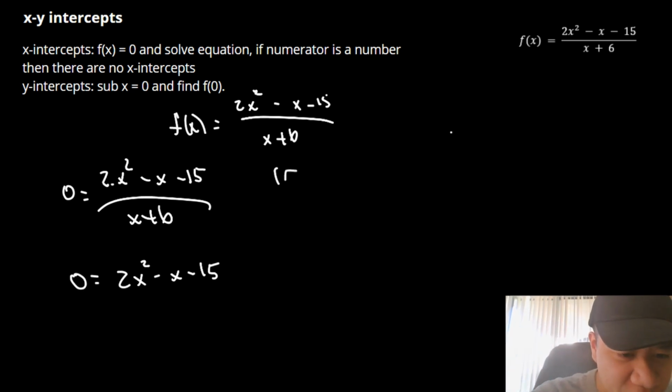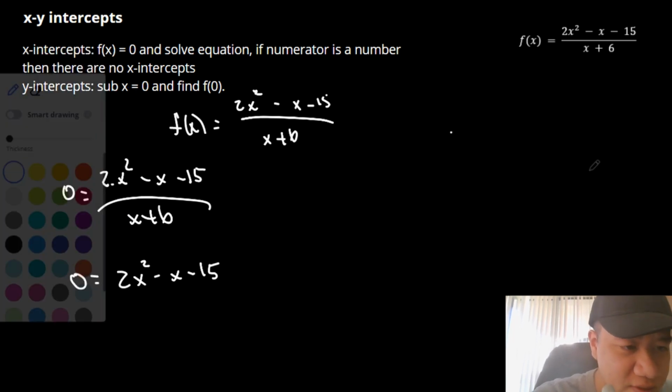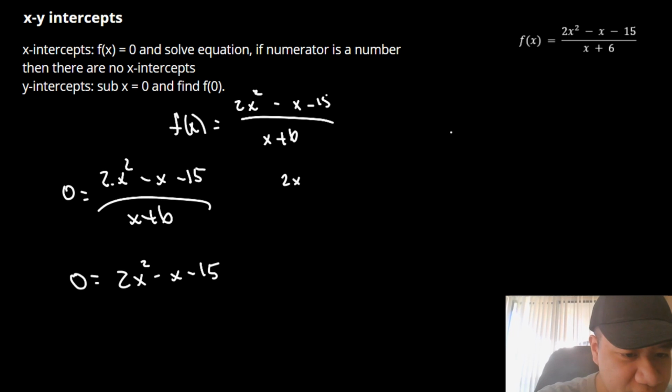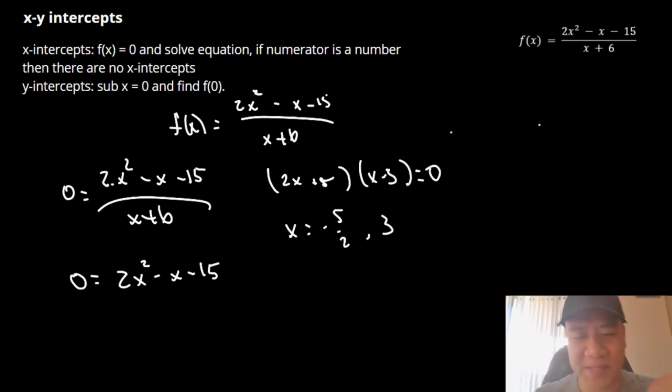So we have 2x plus 5, x minus 3, equals 0. x equals negative 5 over 2, and 3. So that means we'll have two x-intercepts, one at negative 5 over 2, and one at 3.